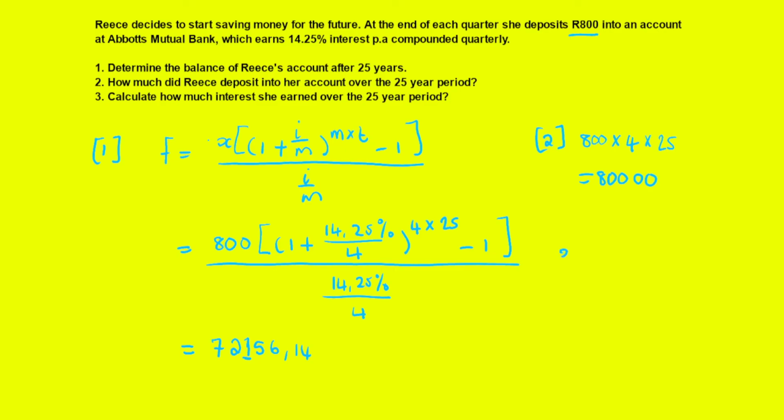Lovely. Question number 3. They want the interest that Reese earned. Well, you take your future value amount and you will subtract this amount. All right. Ooh, let's not forget the 9 here. Now it's more wholesome. The amount that you'll get will be 641569.14.